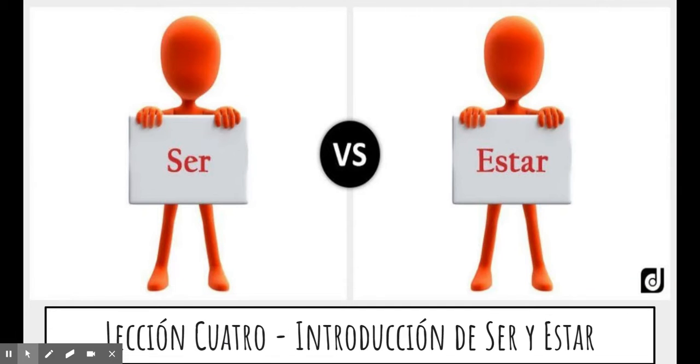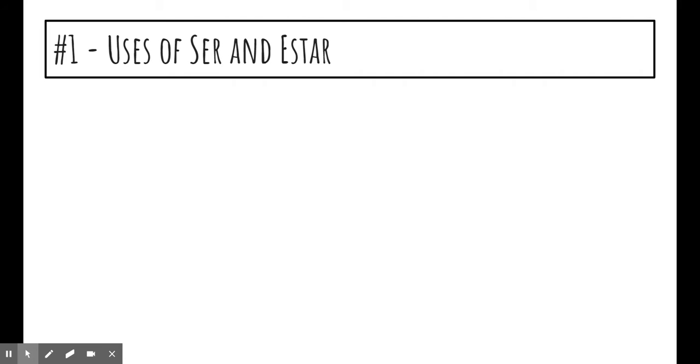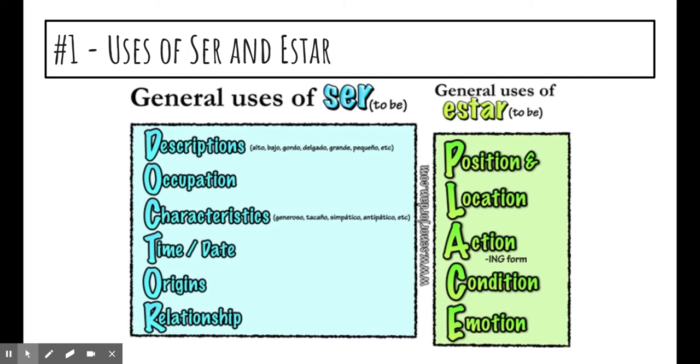Hola, vamos a aprender sobre lección 4 de unidad 1, una introducción de ser y estar. So first off, we're going to just be reminded of the uses of ser and estar. So we have the acronym DOCTOR for ser and PLACE for estar. The descriptions, occupations, characteristics, time and date, origins and relationship for ser. So more permanent kind of things.